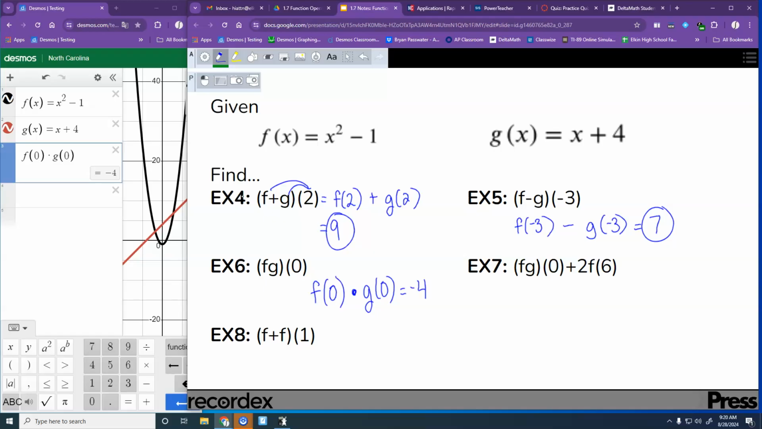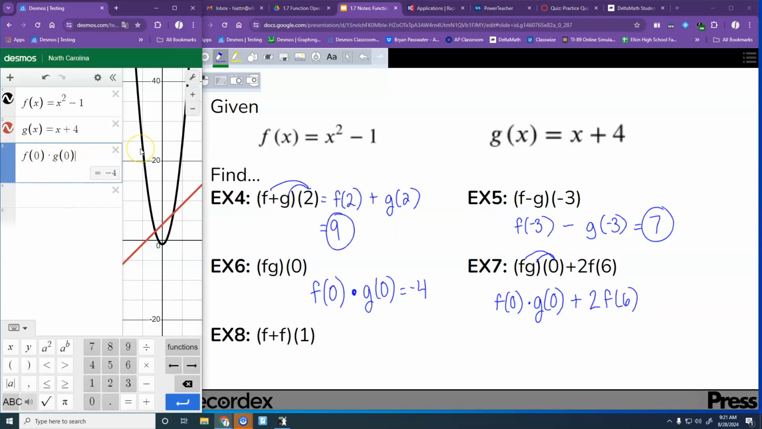Oh boy, what do we have to do for 7? So how would I type 7 into Desmos? You're doing f of 0 times g of 0 plus 2 f of 6. Like that. So we really can just add on to this right here. Plus 2 g of 6. What do we get? 16.